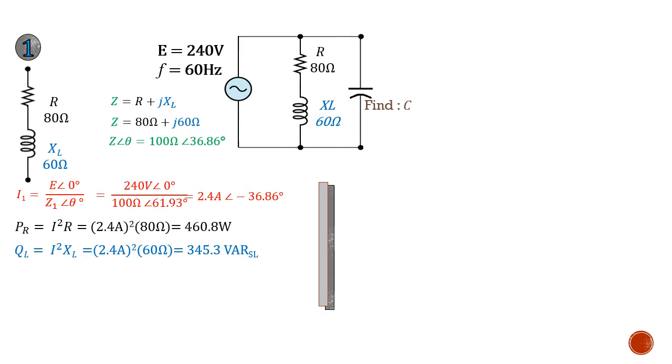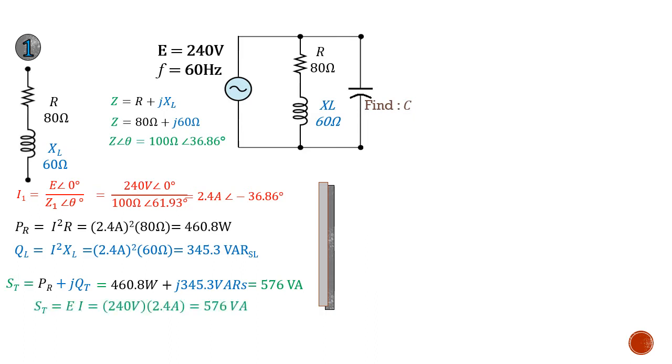In this case, we end up with 460 watts and about 345 VARs. Sometimes the problem asks you to find the total apparent power, so you know what the power is before. You can vectorially add them, or you can use ET IT to get ST. So before we put a capacitor in, this circuit will draw 2.4 amps. It will have 576 VAs of total apparent power. This will result in an 80% lagging power factor, which means our current is at minus 36.86 degrees.